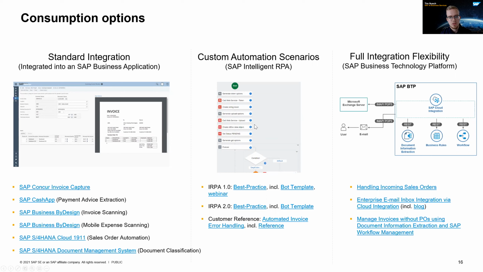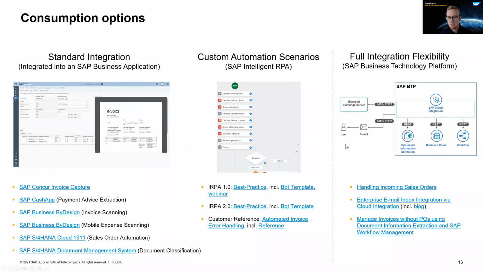When it comes to automation, and we already have talked about that in regards to the Villeroy & Boch success story and the scenario used by Villeroy & Boch in combination with document classification, you can, of course, combine or consume our AI business services also within automation scenarios as part of intelligent RPA. And the nice thing is that we already offer best practices, but also bot templates for our services.